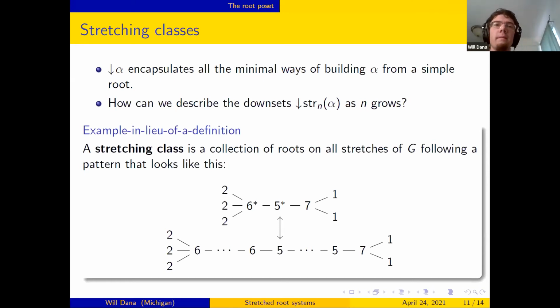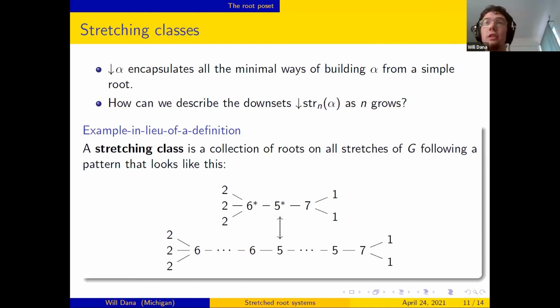This is something that's really fiddly to actually define in words. So I'm going to hope that a pictorial definition gets the point across. Essentially, a stretching class is going to be defined by a notation like the top thing here, which looks somewhat like a root on some stretch of the diagram, but with asterisks applied to some consecutive sequence of coefficients on the stretched path. And I'll say that the stretching class that notation specifies is the collection of all roots on all stretches of my diagram on which the asterisked coefficients are allowed to repeat any number of times.